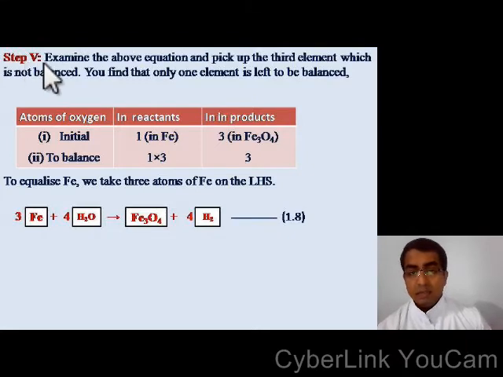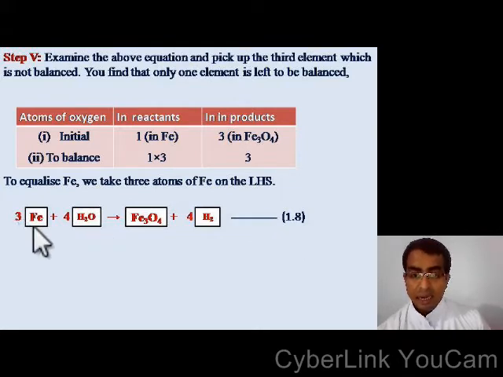Now the fifth step, examine the above equation and pick up the third element which is not balanced. You find that only one element is left to be balanced, that is iron atom. So initially only one atom in the reactant side, whereas in the product side there are 3 iron atoms. So now to balance you have to add 3. So now you put 3 here. So 3Fe plus 4H2O will give you Fe3O4 plus 4H2. Now you can see this particular equation is balanced.